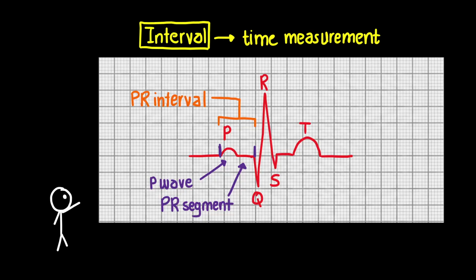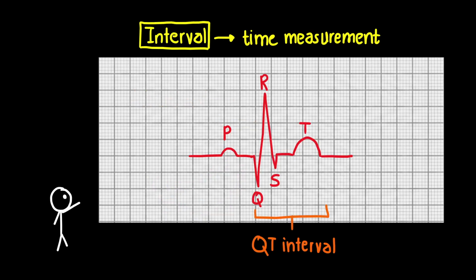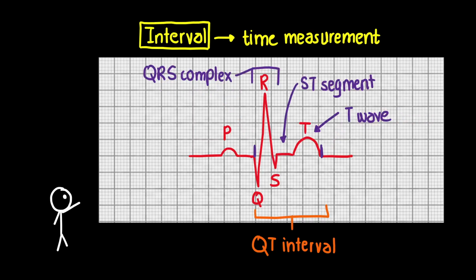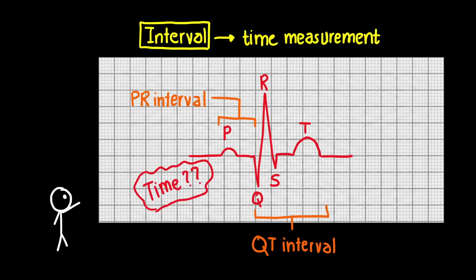Take another example, the QT interval. It starts from the start of the QRS complex to the end of the T wave. It contains the QRS complex, the ST segment, and the T wave, all inside one time measurement. An interval tells you how long something took, not what it looked like. So to summarize, an interval equals time measurement, and it can contain waves, complexes, and segments inside it.